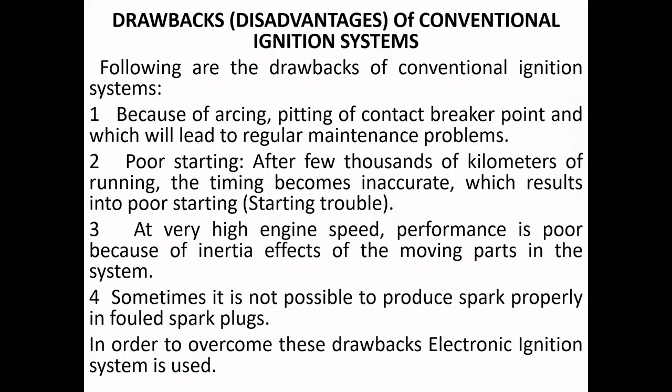Now we should see what the advantages and disadvantages associated with the conventional ignition system are. What are the conventional ignition systems? The battery ignition system as well as the magneto ignition system. An arc is produced at the contact breaker. Because of the arc, pitting or overheating of the contact breaker will happen, and once that happens, it requires regular maintenance.